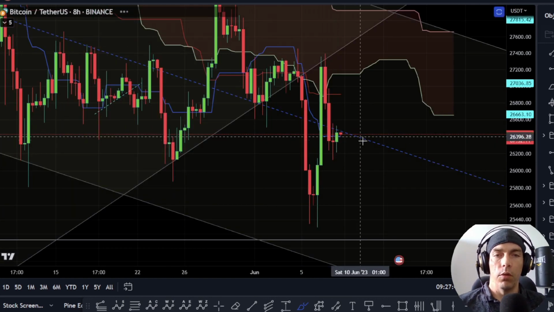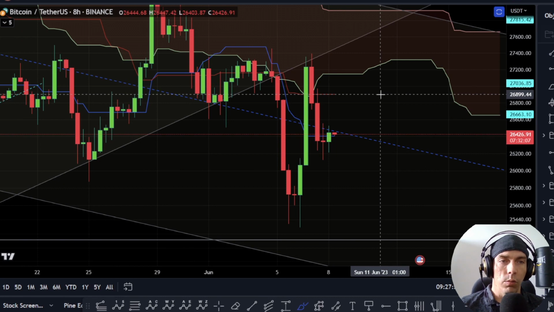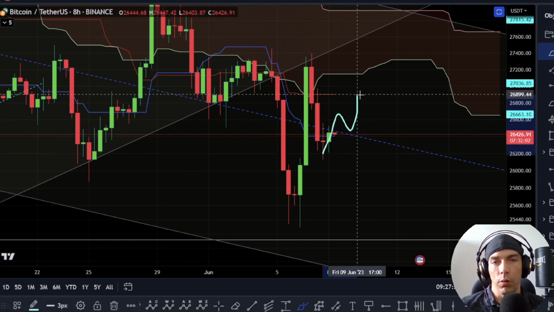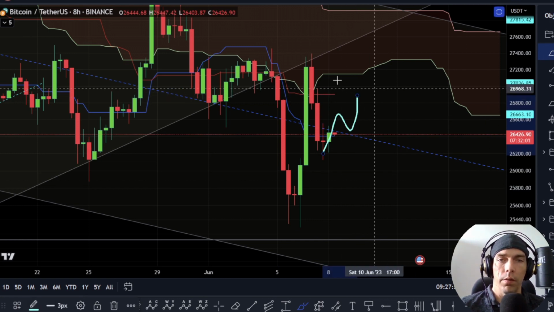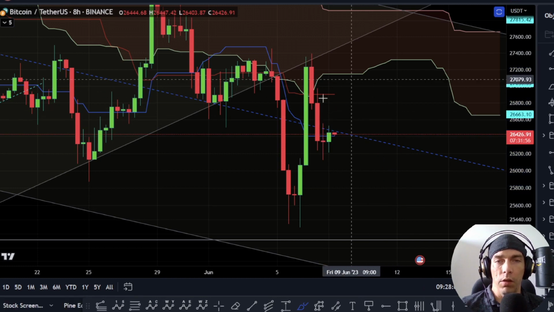Now, if we come on to the 8 hourly, once again, we are holding the conversion line. Baseline is sitting towards this 26,899. So that would be potentially still looking for that possibility of seeing that retracement up here as an A, B, and then a C. So we need to keep an eye on that.